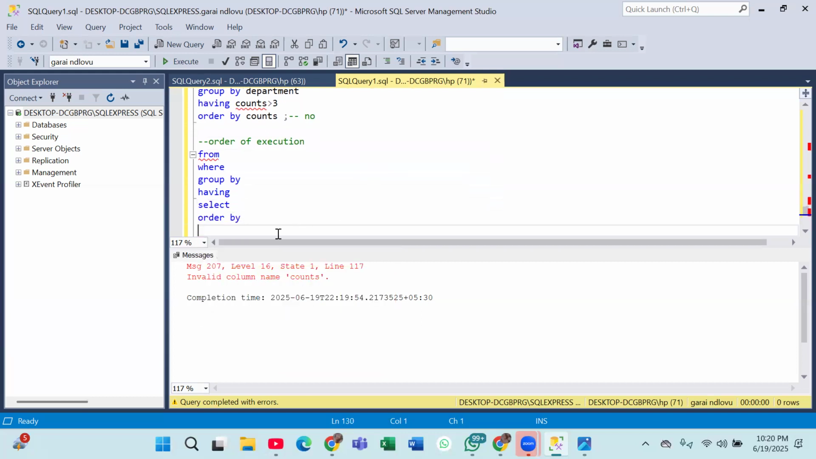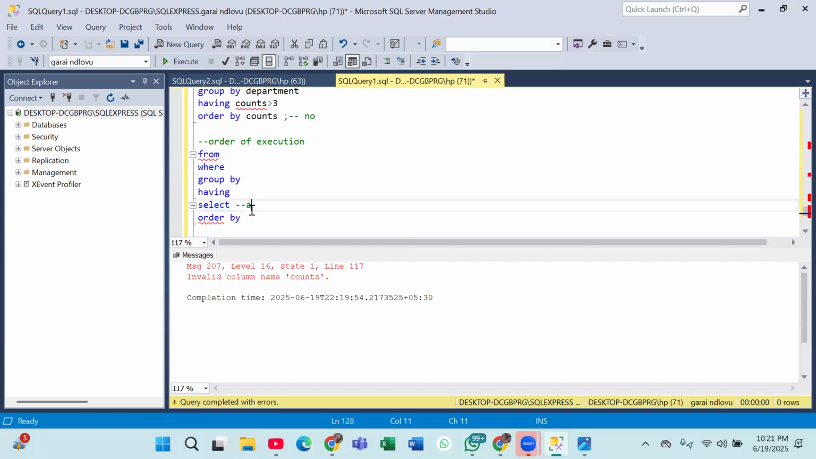Is this clear with you? Are you guys able to get that? This is your order of execution. Your query will execute in this order only. So here you can see that select is running after having as well as after where, right? Select is running after having.